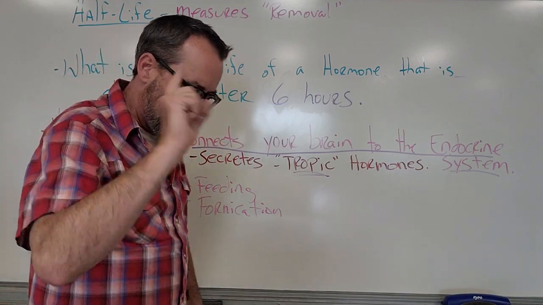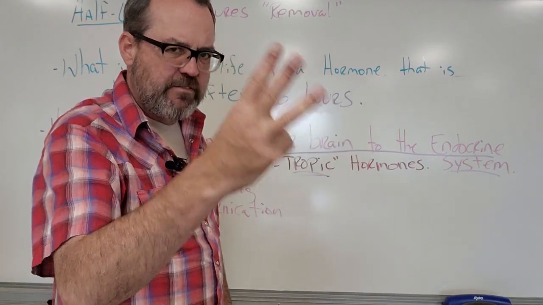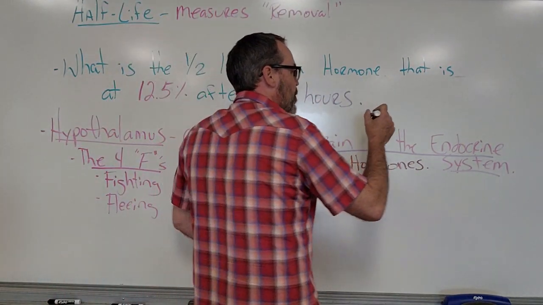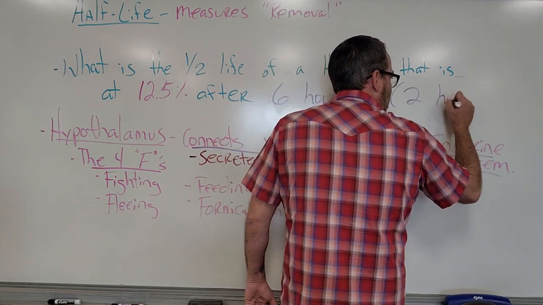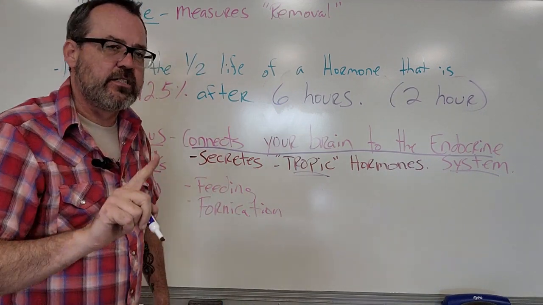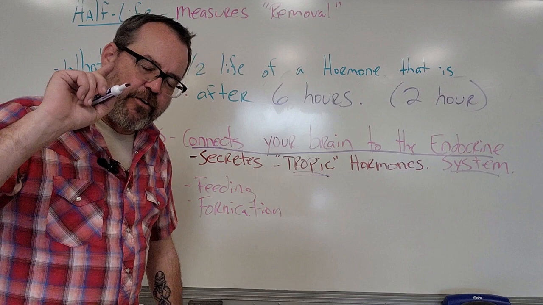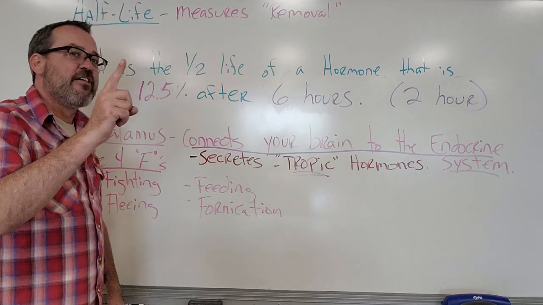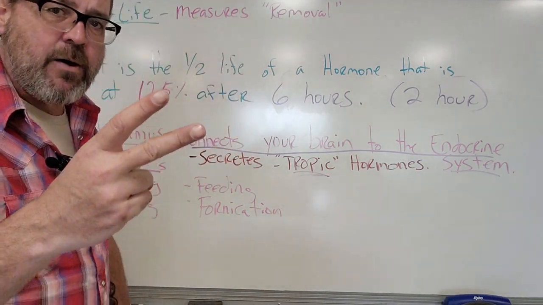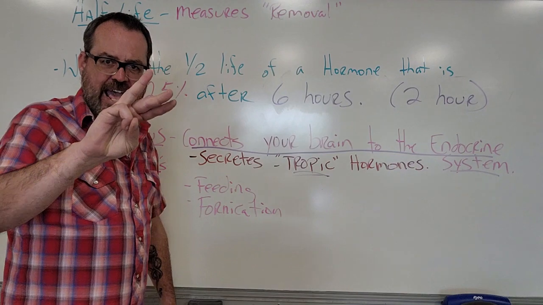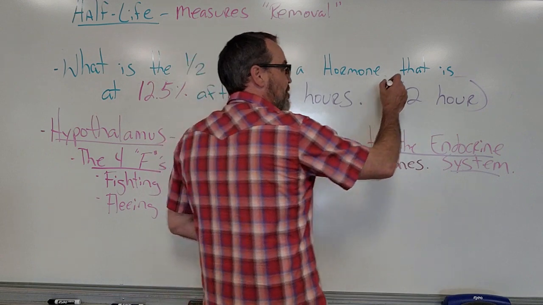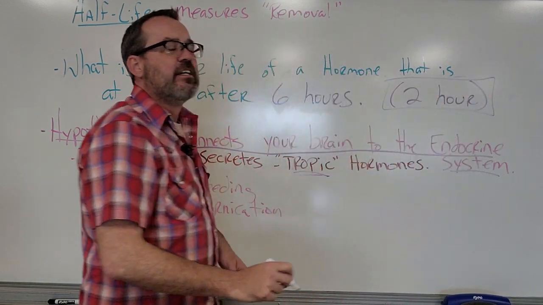So again, we go 100 to 50, 50 to 25, 25 to 12.5, that's 3. 6 hours divided by 3 is going to be 2 hours. So my half-life is 2 hours. So it took 2 hours to go from 100 to 50. It took another 2 hours to go from 50 to 25. And then it took another 2 hours to go from 25 to 12.5. So those are my 3 divisions, getting me down to 12.5. That's 6 hours total. My half-life for each of those divisions is 2 hours.